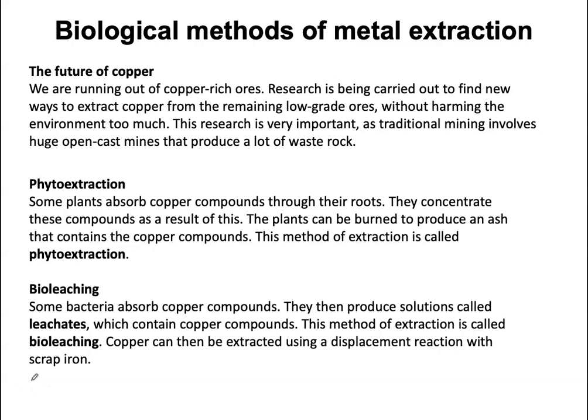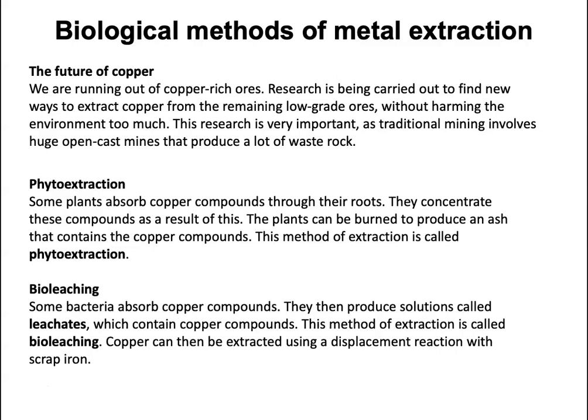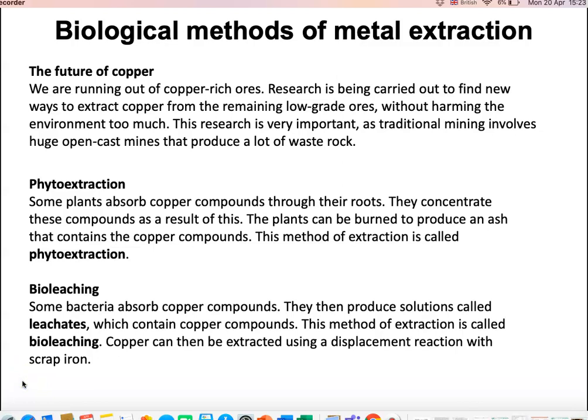Biological methods of metal extraction. This is higher content. There are two methods of extracting biologically: phytoextraction and bioleaching. The biological methods mainly make metals from what we call low-grade ores. Phytoextraction is where plants absorb the metal compounds through their roots. So this is where you can grow plants in soils which are rich in metal compounds. And bioleaching is where bacteria absorb metal compounds, which produces a solution called leachate, and then we can extract copper using displacement.